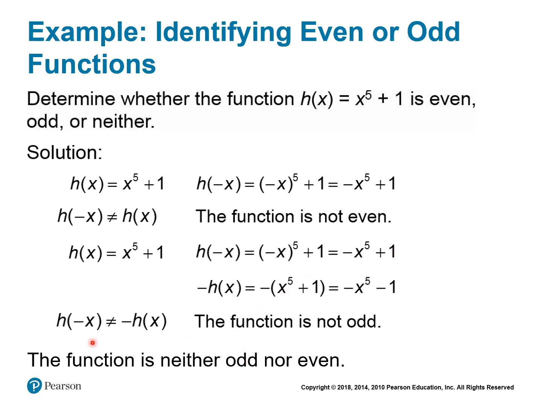Therefore, h of negative x is not negative h of x. The function is not odd. So the conclusion is the function is neither odd nor even.